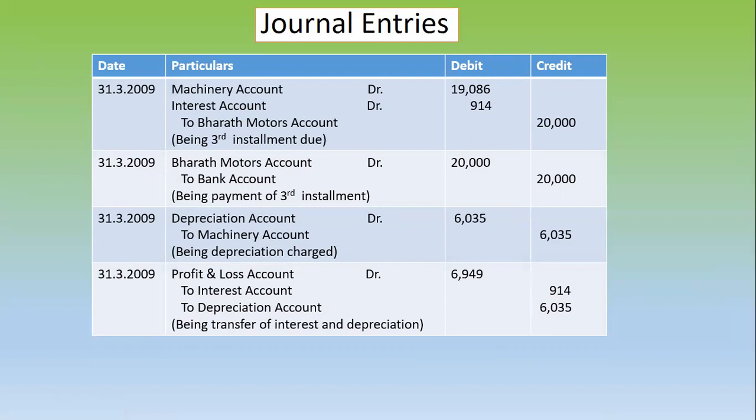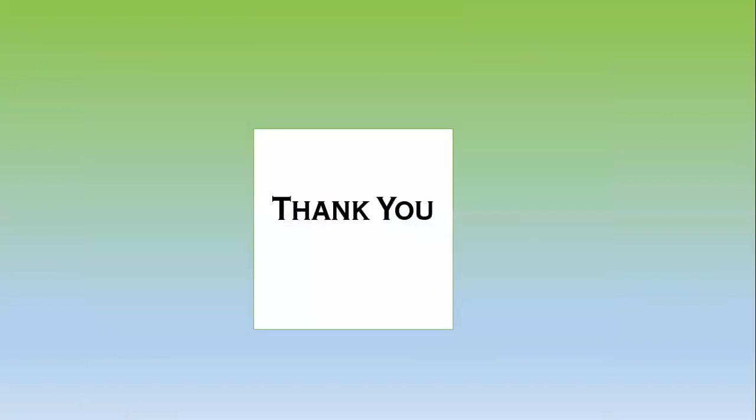Whenever you get a question to pass journal entries, you need to create the mandatory first three stages. You need to calculate the interest value for each installment and the depreciation value, and then the cash price of the machine for each installment. Okay.